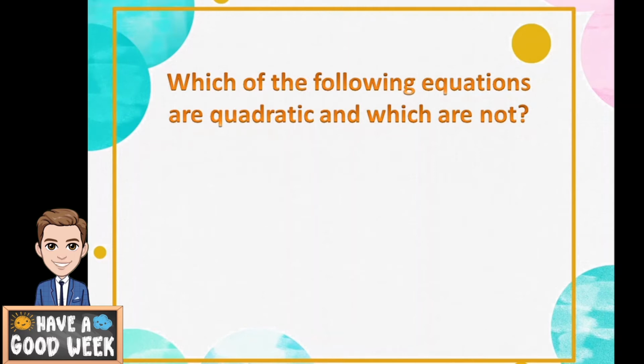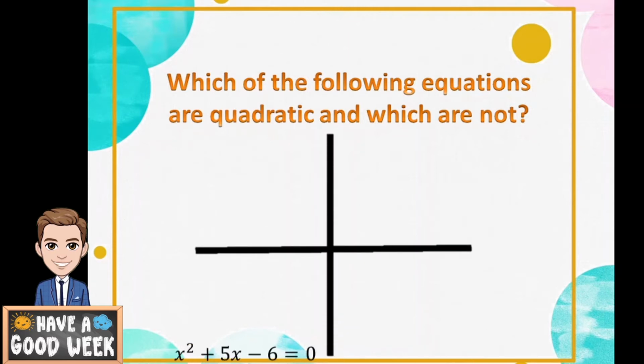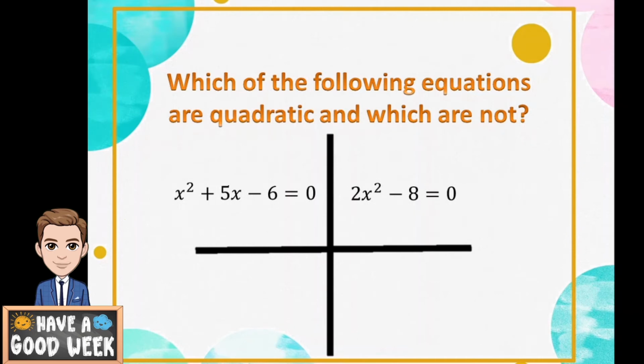Diba? So, madali lang siya. So, ito yung mga equations. x squared plus 5x minus 6 equals 0. 2x squared minus 8 equals 0. 2x minus 8 equals 0. And 2x times the quantity of x minus 1 minus 8 equals 0.